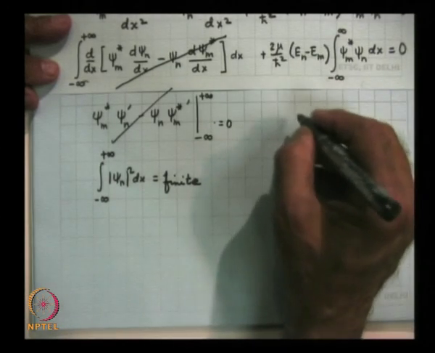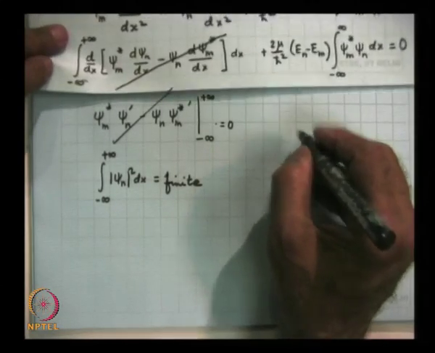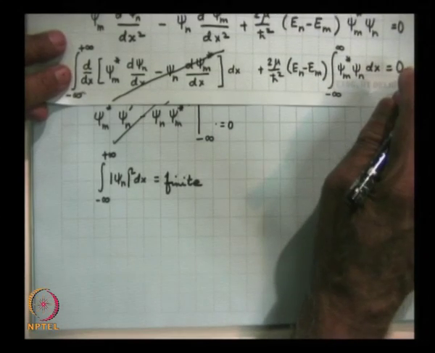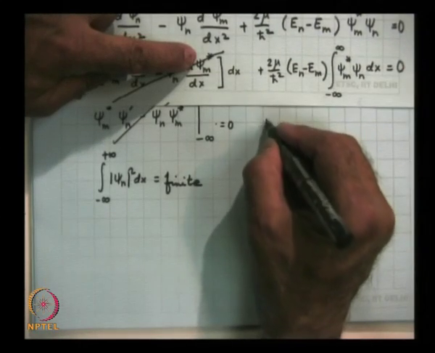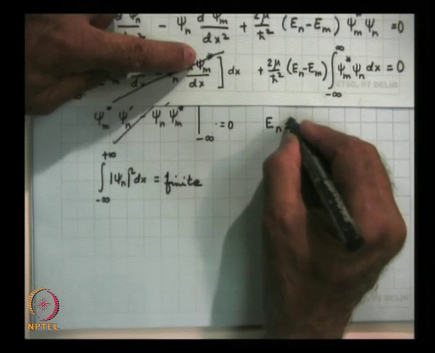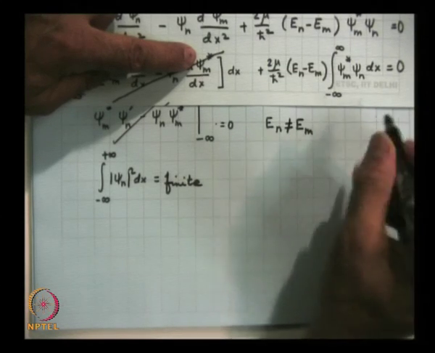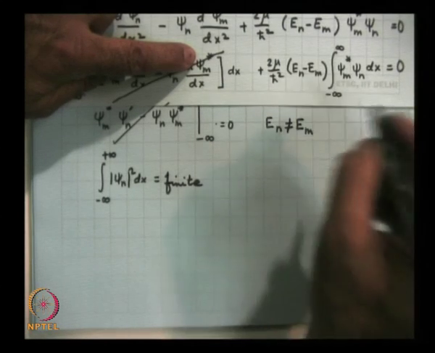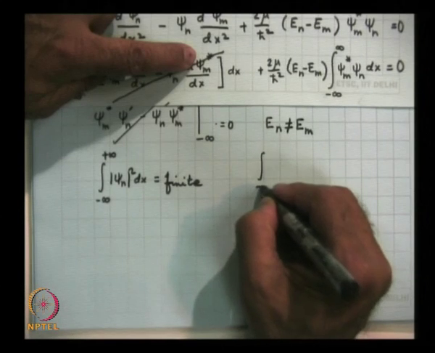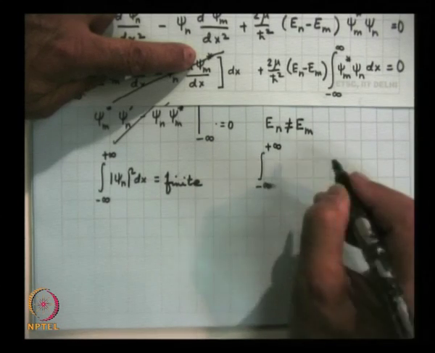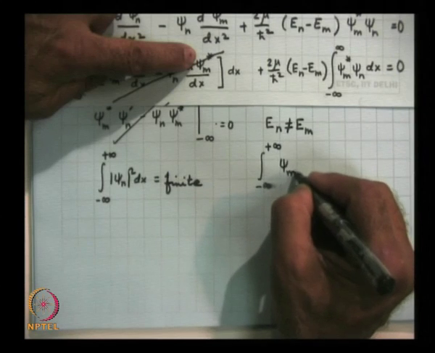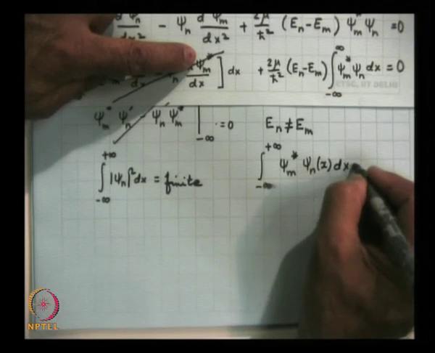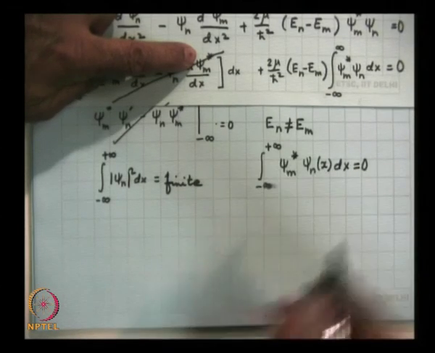So, I will have a product of two terms, if I write this E n minus E m multiplied by this. But I have initially assumed that E n is not equal to E m. Therefore, this integral must be 0, and this integral from minus infinity to plus infinity psi m star of x psi n of x dx must be 0 when E n is not equal to E m.